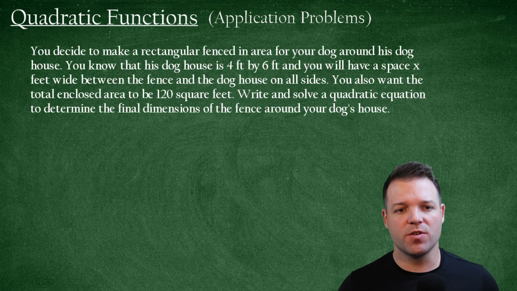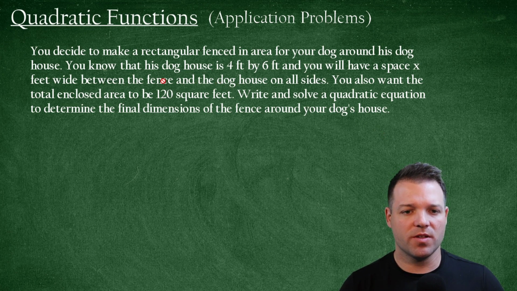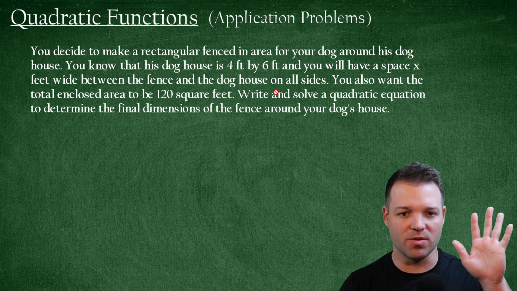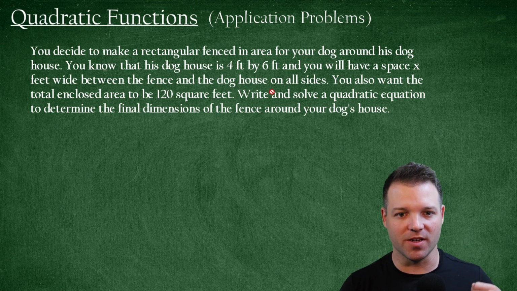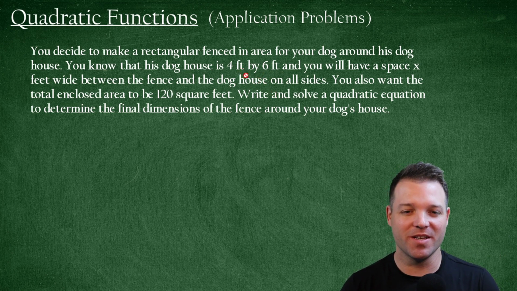Okay, so here's our first problem. Let's read it off. You decide to make a rectangular fenced-in area for your dog around his doghouse. So you know that his doghouse is 4 feet by 6 feet. This is somewhere out in your backyard where dogs used to have dog houses. But anyway, it is 4 feet by 6 feet. And you will have space x feet between the fence and the doghouse on all sides.